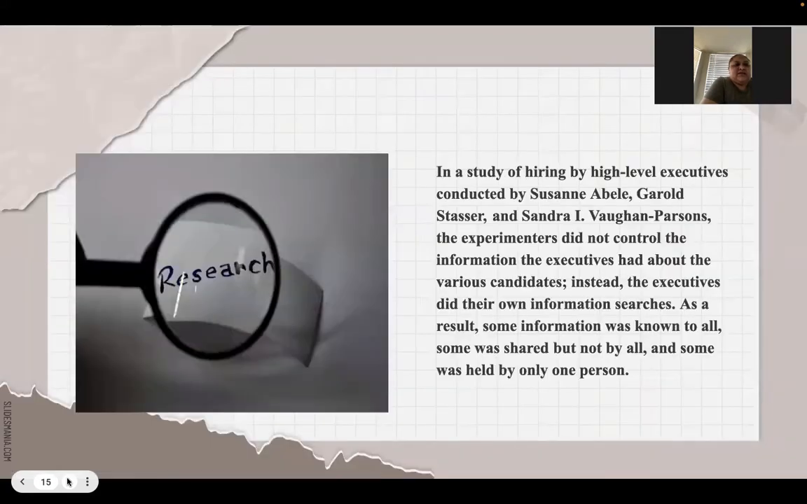In a study of hiring by high-level executives, the experimenters did not control the information the executives had about the various candidates. Instead, the executives did their own information searches. As a result, some information was known to all, some was shared but not by all, and some was held by only one person.